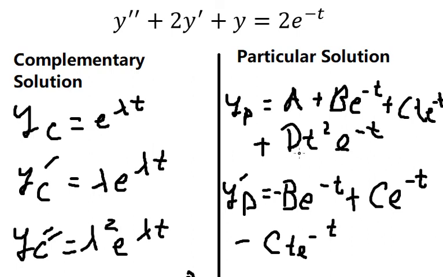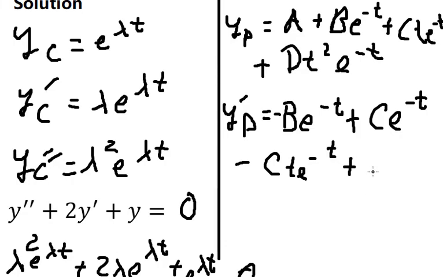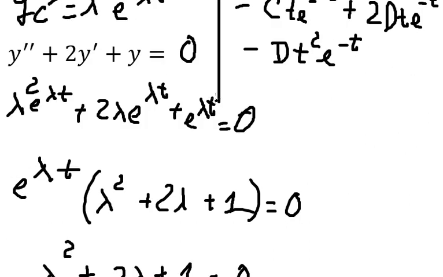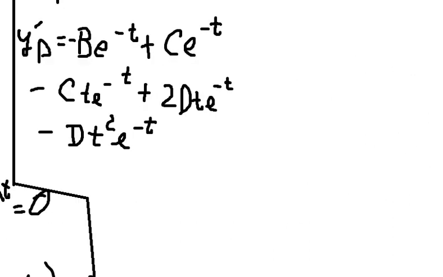Now we go to the next one. We do the first derivative of t squared, so you get 2 d t e to the power of negative t. Later we do the first derivative of the other part, you get negative d t squared e to the power of negative t. Now we go to the next one, so we go to the second derivative.